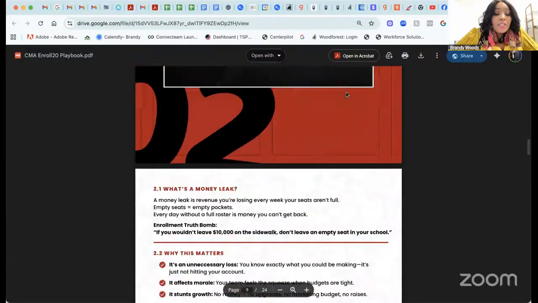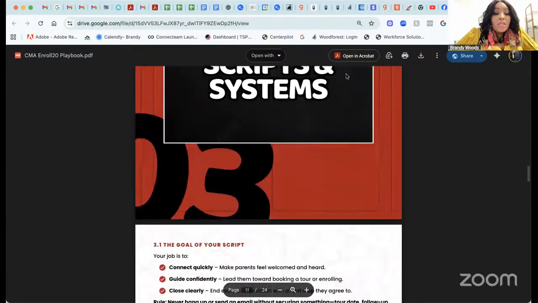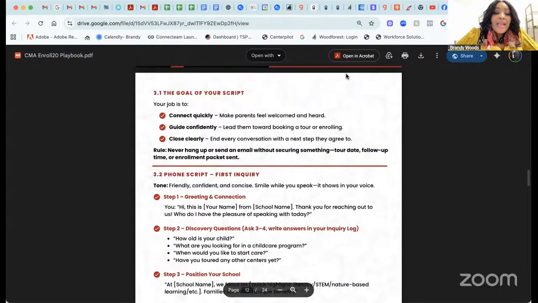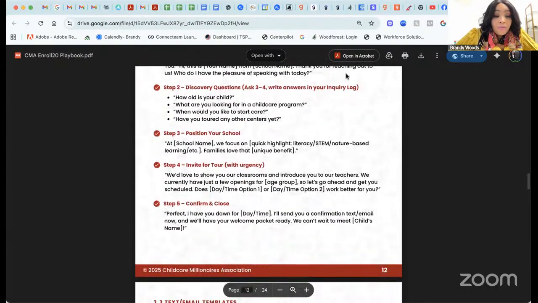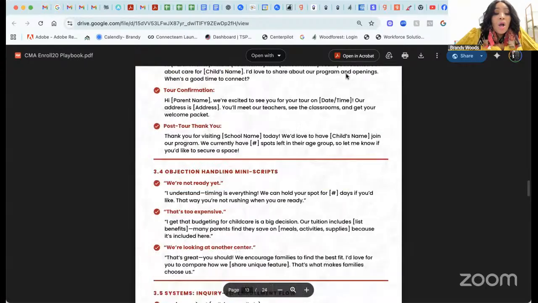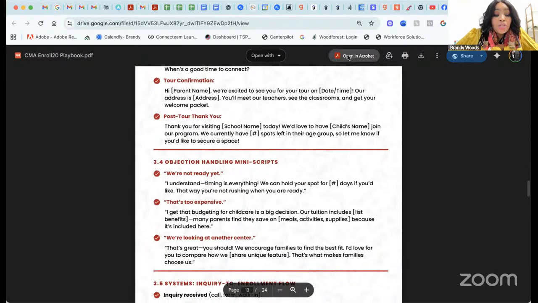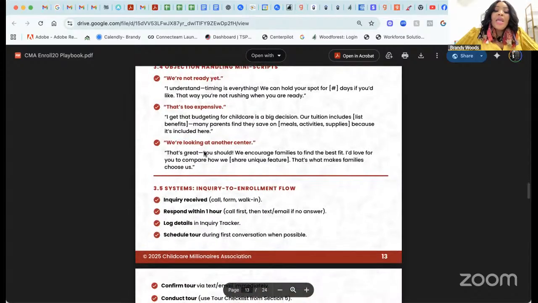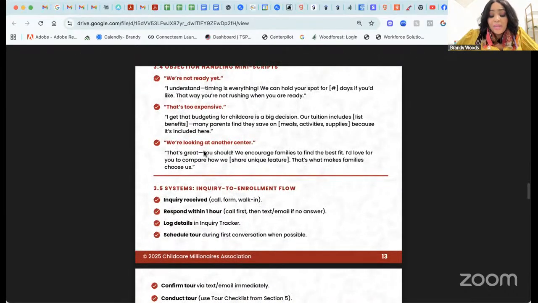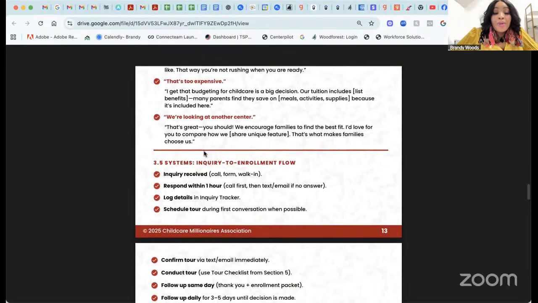some of the charts that you need to plan. But when it goes into systems, yeah, there are some phone scripts, and some objection-handling scripts. Like if a person says, oh, it's too expensive, we can say, I know this is a big decision, and I know budget does factor into that. But we find that our parents save on meals because our meals are delicious, on activities, on enrichment, on supplies, because these are some things that we already include. And you cannot put a cost on safe, clean, clear.